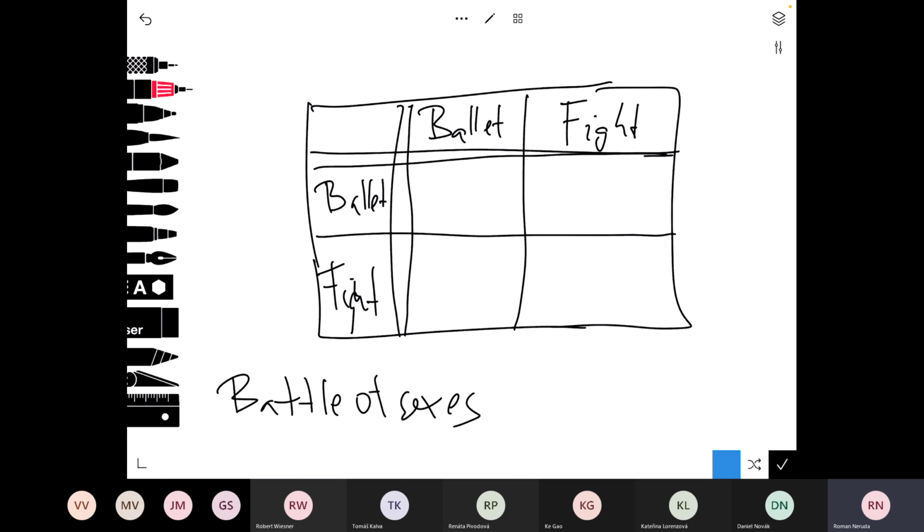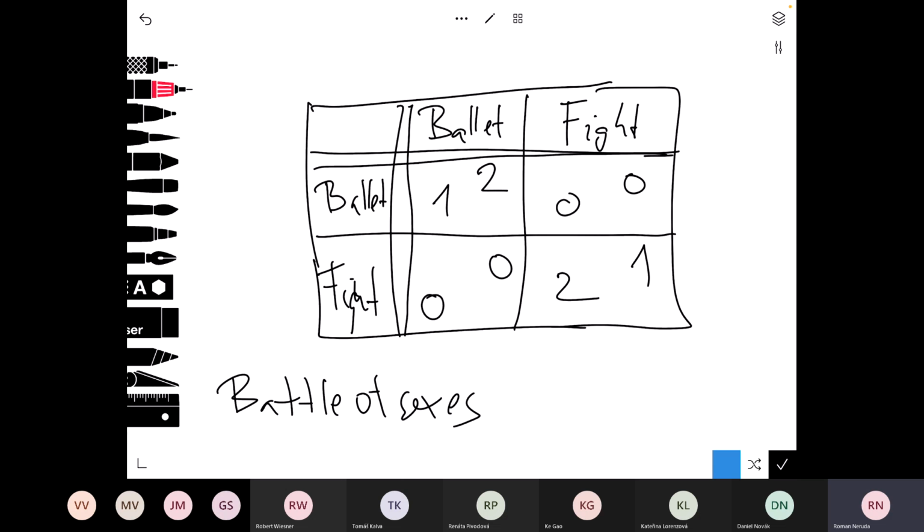So the rewards are, if they choose ballet, it's 1-2. If they choose ballet and fight, it's 0-0. If they choose fight and ballet, it's 0-0. And if they choose fight, then it's 2-1.